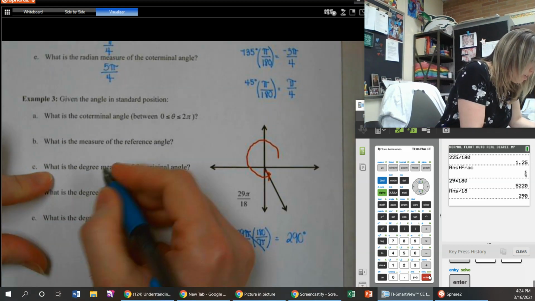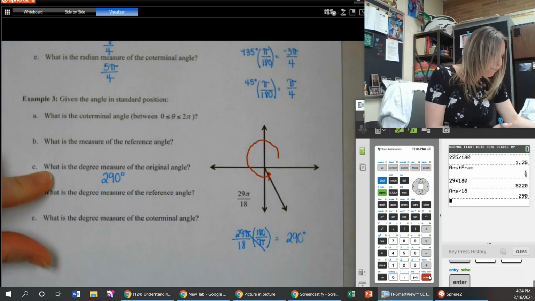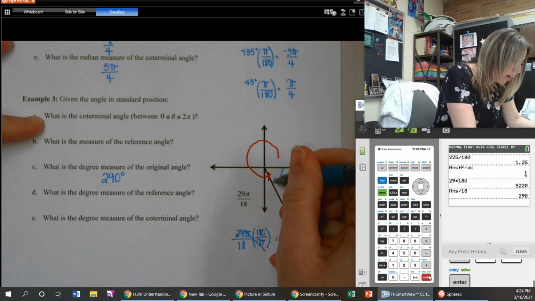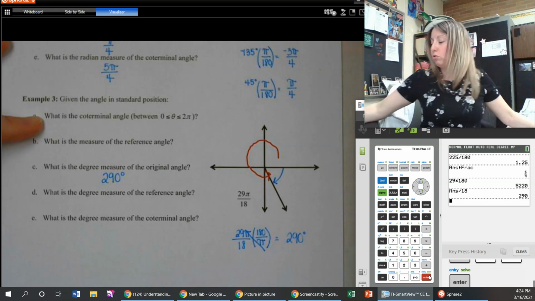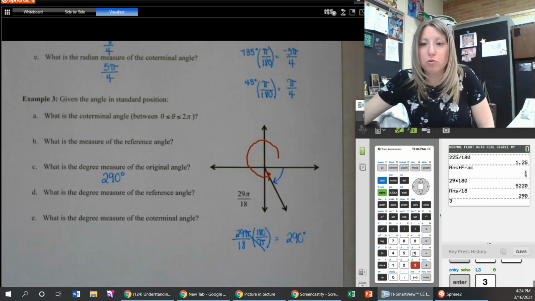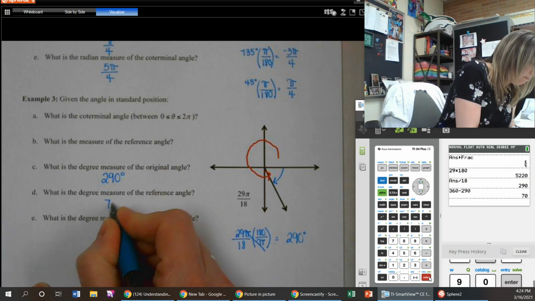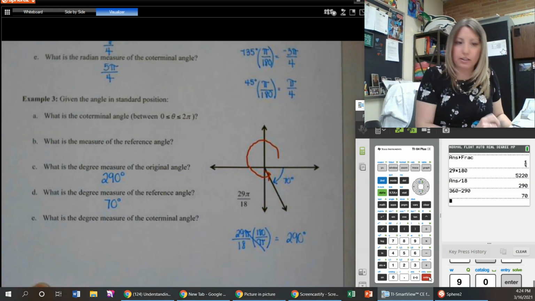So the degree measure of the original angle is 290 degrees, okay? The coterminal means that it matches right here, okay? So actually, why don't I use my 290 and subtract it from 360 to get that coterminal in degree form, 70 degrees. Right here. And then let's convert back to radians, right?